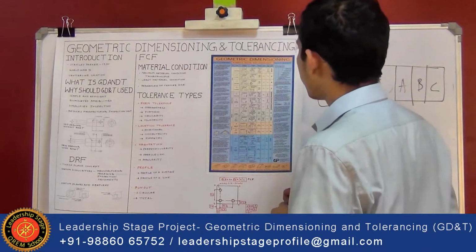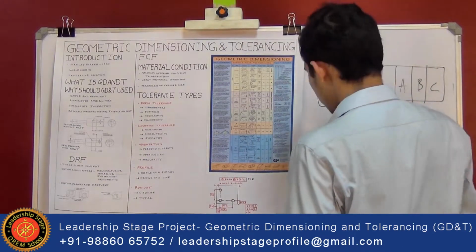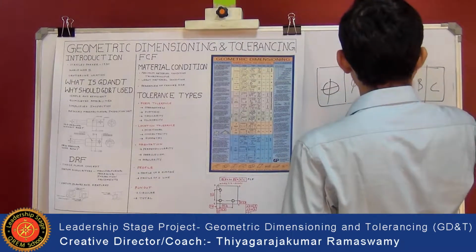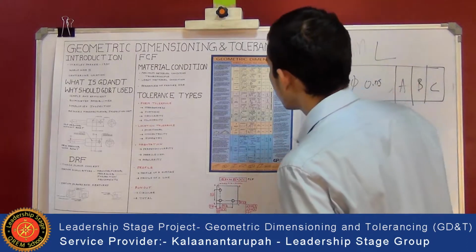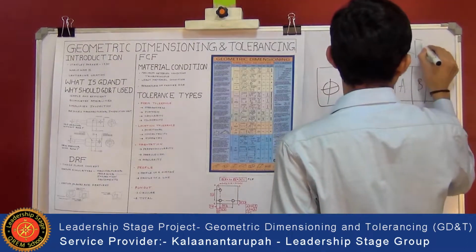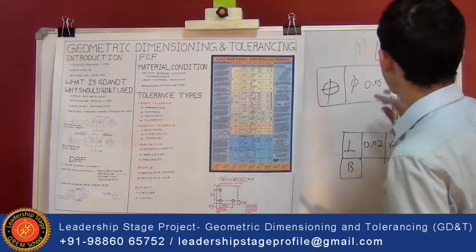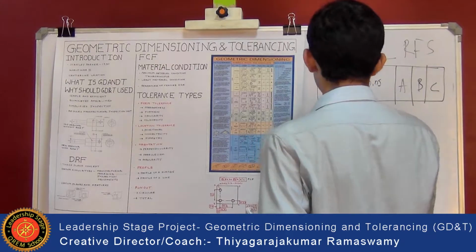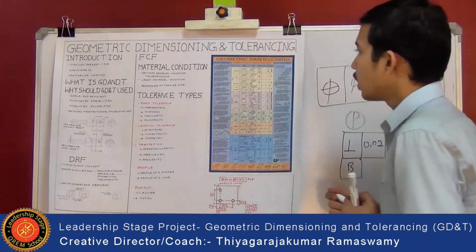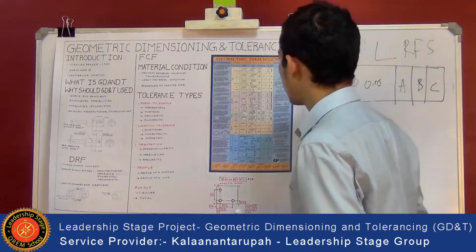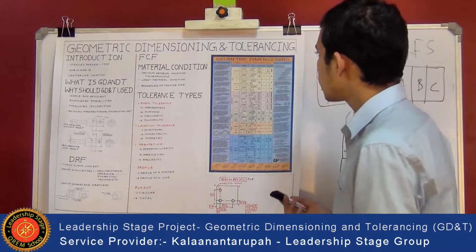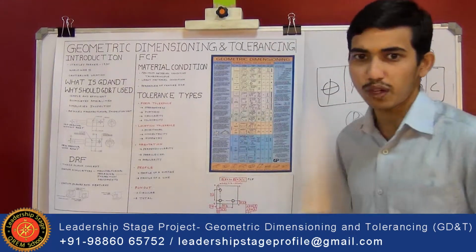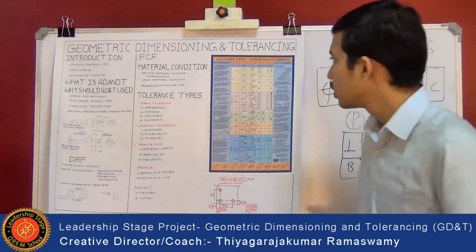Then the MMC is represented using the symbol M, and LMC is represented by using the symbol L, and RFS is represented by RFS, that is it does not have any symbol, because if no symbol is present then it is considered RFS. Then P represents the projected tolerance zone. When this projected tolerance zone symbol is shown, it means that the stated tolerance zone is extended beyond the surface of the part, not within the part, that is extended beyond the envelope.